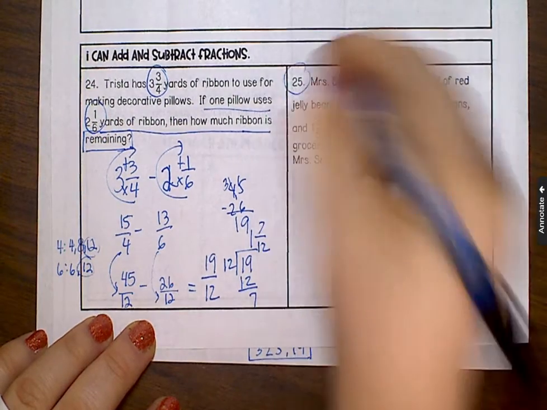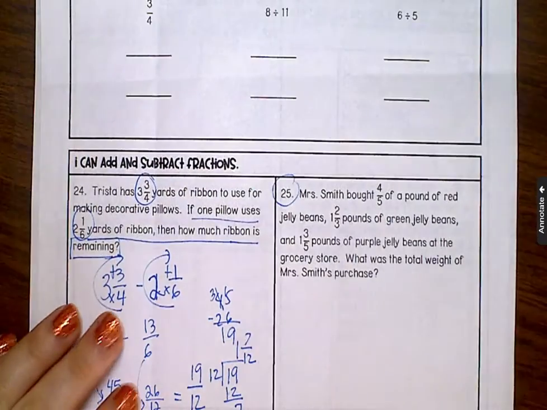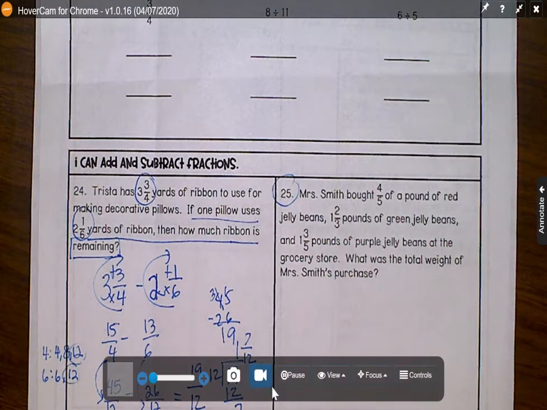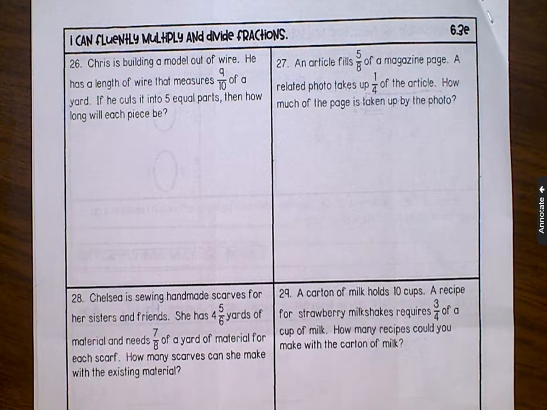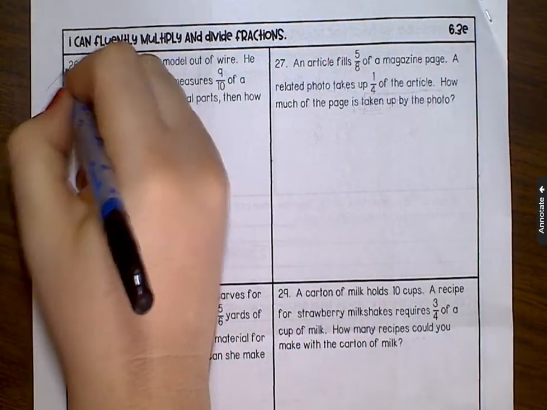Okay? You're going to do the same thing on question 25, on your own paper in a moment. I'm going to go ahead and go over the last little bit of the fractions notes, and then I'll put the questions underneath. So on the first one, it says Chris is building a model out of wire.